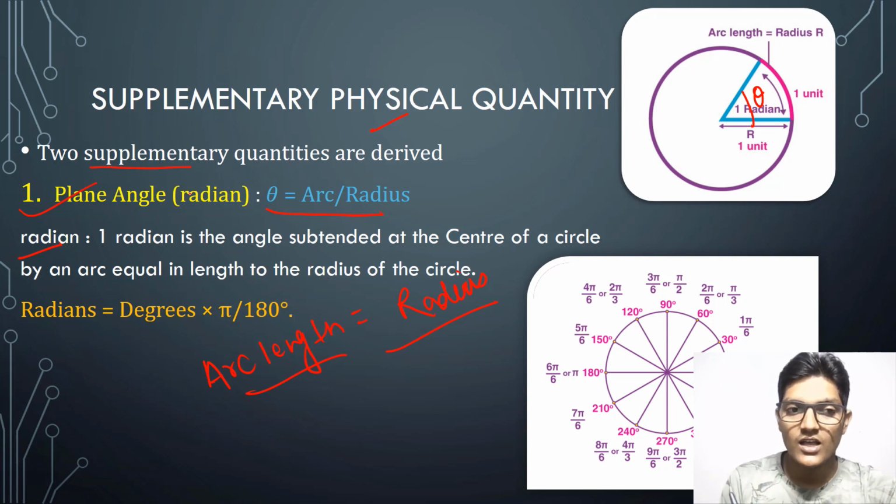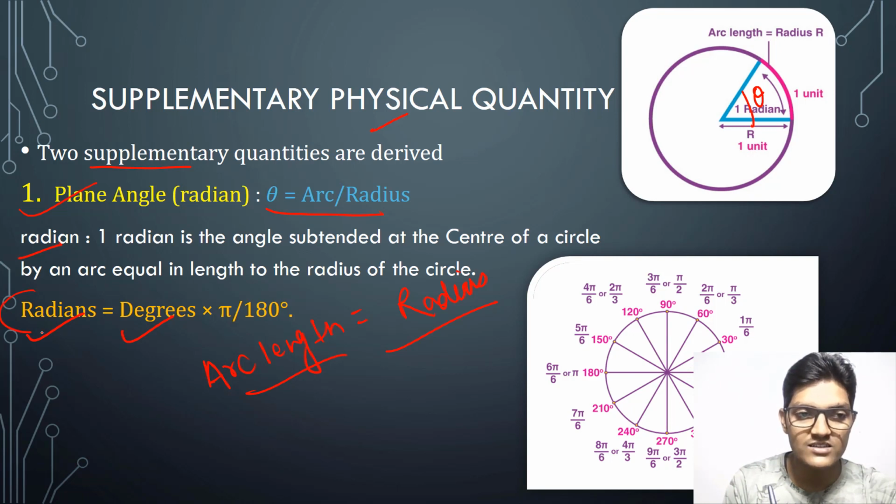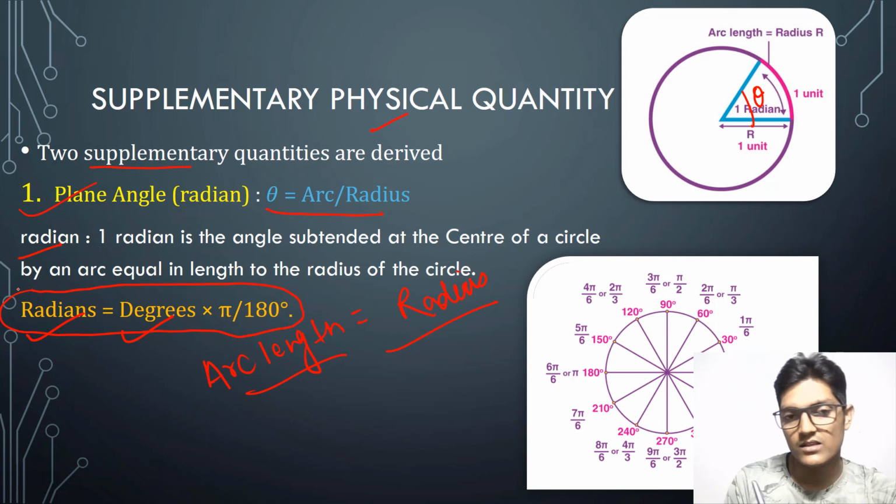Okay everyone, and there is a relation between radians and degree. So radians is equal to degree into pi by 180. I think you have used this formula in mathematics. So it will be beneficial for everyone in maths as well.